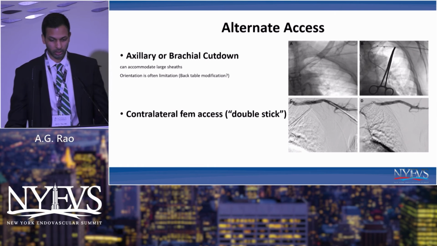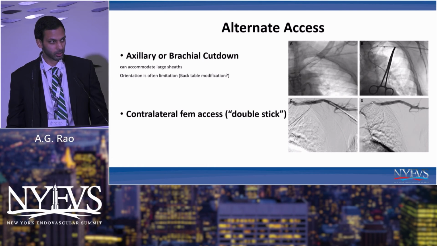And then, of course, if you can't come from below, you can always think of other options. So coming from the arm, so an axillary or brachial cut down. You can accommodate large sheaths from this way as well. There are some limitations, of course, because you're reversing the device. So you may need some back table modifications. But this should be another option that should be considered.